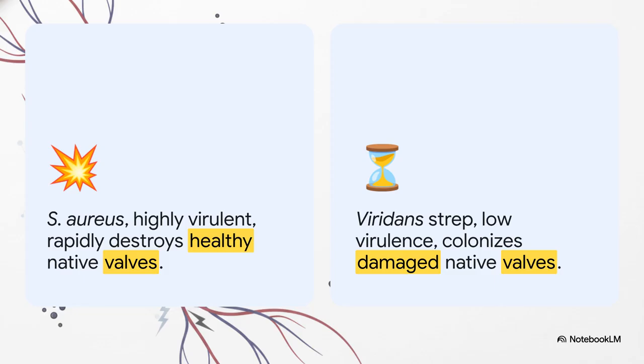On the flip side, we have subacute infective endocarditis, which involves the viridans group Streptococci. Now, these organisms possess low virulence. What does that mean for us? It means they establish an insidious, sneaky colonization strictly on previously damaged or abnormal valves. They need that pre-existing defect to take hold.